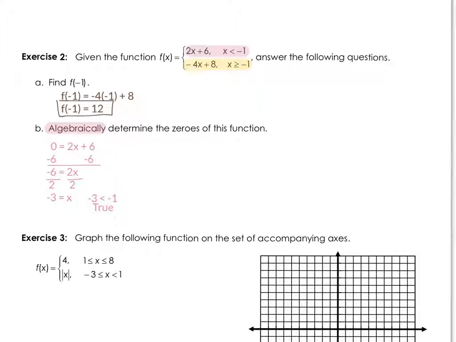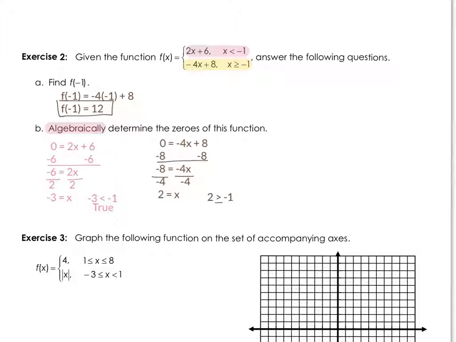Now I need to check the other function to see if there's a 0 on that side. So now I'm going to do the same thing, but with the negative 4x plus 8. So 0 equals negative 4x plus 8. First thing I'm going to do is subtract 8 from both sides. And then I get negative 8 equals negative 4x. Now divide by negative 4 to get x by itself. And I get my answer of x equals 2, or 2 equals x.